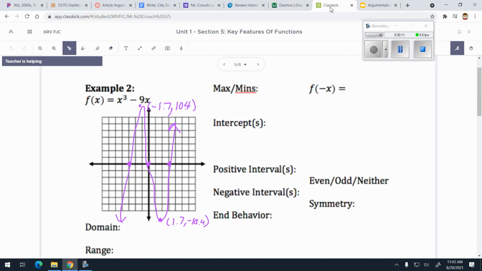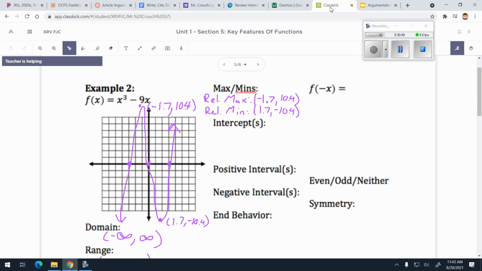Go back to our example. Okay. So our domain, because it goes in both directions, would be negative infinity, comma infinity. Our range would also be negative infinity to infinity, because it goes in both directions. Okay, you have maxes and mins. You have a max and you have a min. Both of them are going to be relative because there are points that go past it. So our max will be at negative 1.7, comma 10.4. And our min would be at positive 1.7, negative 10.4.